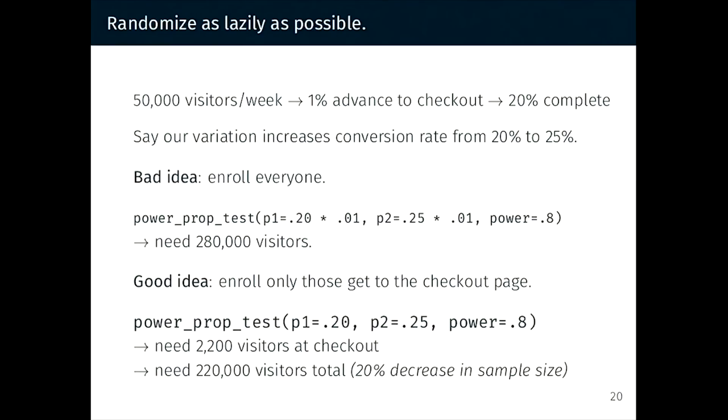But we do that, and that means we need 220,000 visitors in this case, which is still a 20% decrease in the necessary sample size. So the important thing here was we got this completely for free. We didn't have to give anything up. All we had to do is be a little bit smart about how we randomize, and in particular, randomize at the last possible moment. The idea being that people who are never going to see your treatment are just dead weight in your experimental sample.